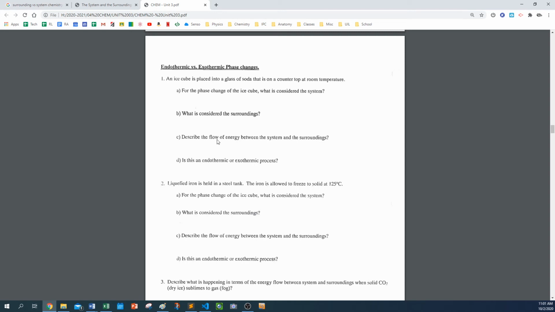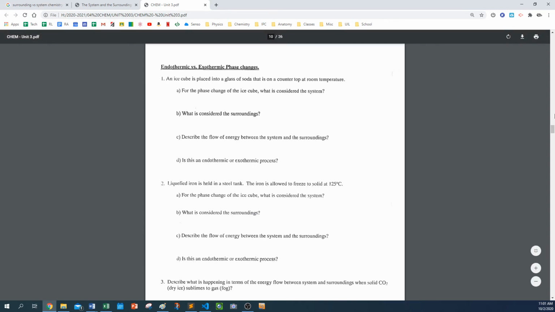So how would you describe the flow of energy between the system and the surroundings? So our system is, I wish I could have printed this out for you guys so I could be writing and showing y'all.